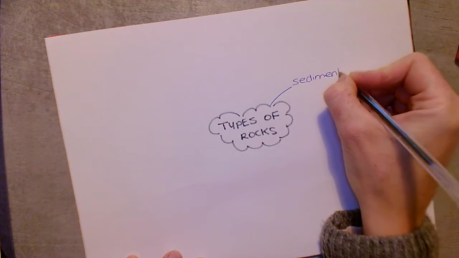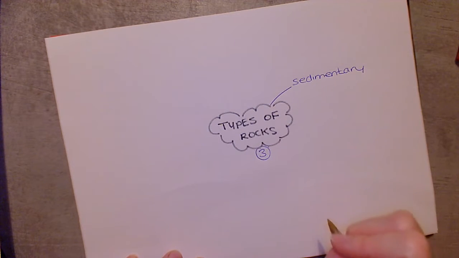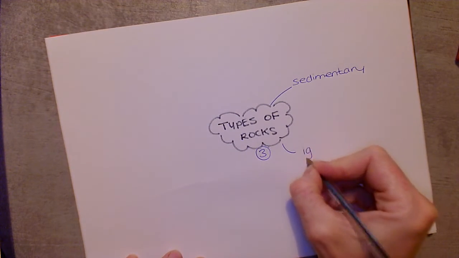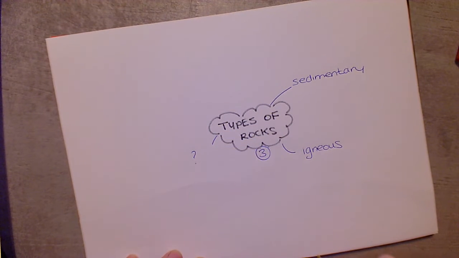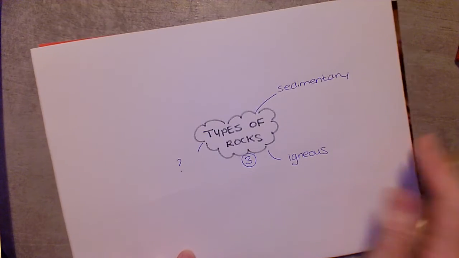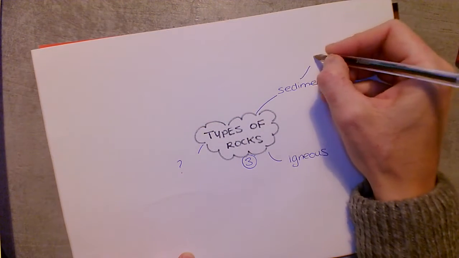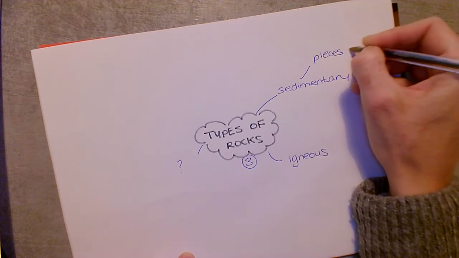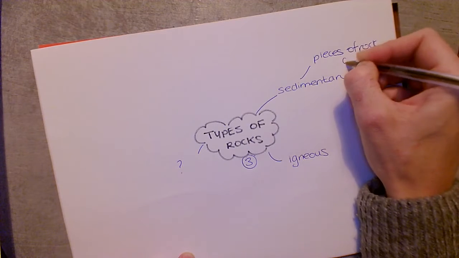So I remember that there are 3 types of rocks actually. And I know one of them is sedimentary, one of them is igneous, and I can't quite remember the third one just yet, but it might come to me in a few minutes. What I remember about sedimentary is it's got to do with pieces of rock and gravel and sand. Pieces of rock, gravel, been deposited.